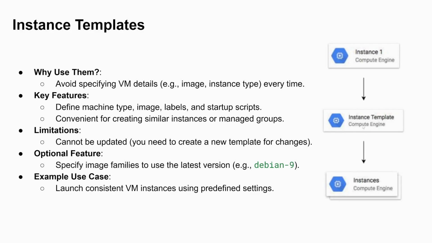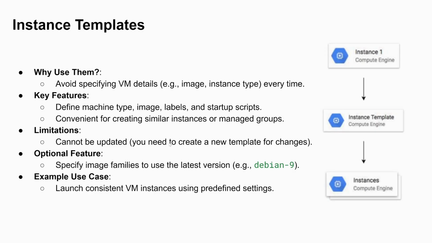Because what if I want one more instance with the same startup script? Again I need to follow the same process: create a virtual machine, then add that startup script. But instead of that, I can create a template, and after creating this instance template, I can create hundreds of similar virtual machines, right? So this is the key feature. We can define the machine type, image, labels, and the startup scripts. It is convenient for creating similar instances or managed groups.